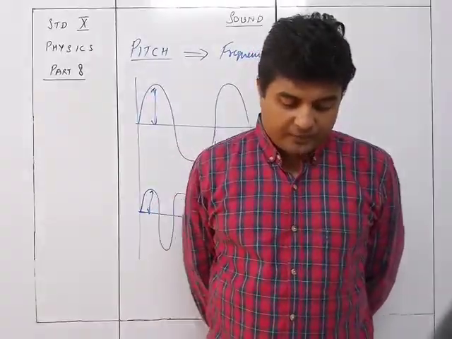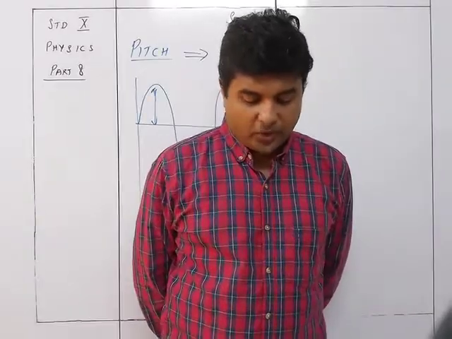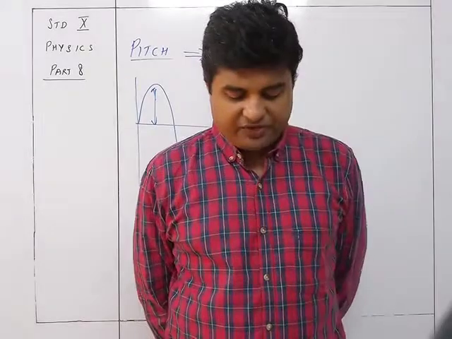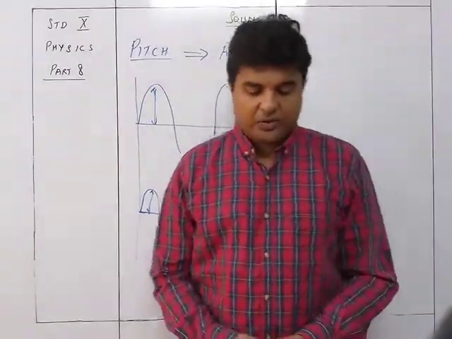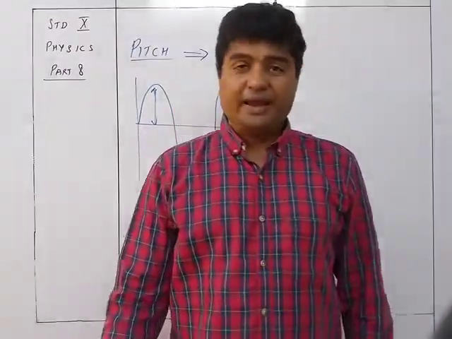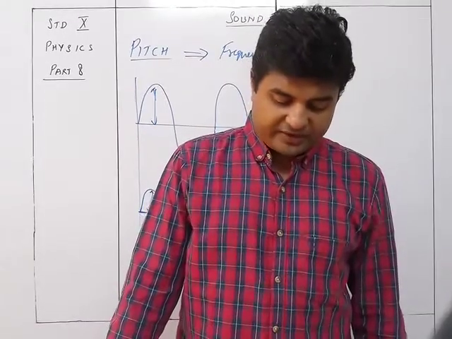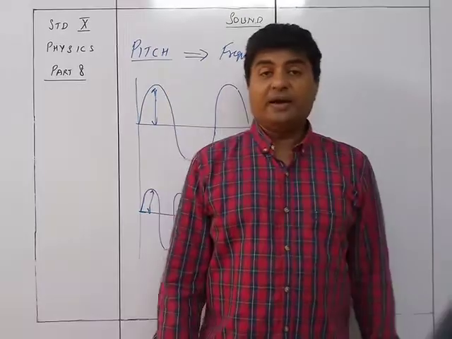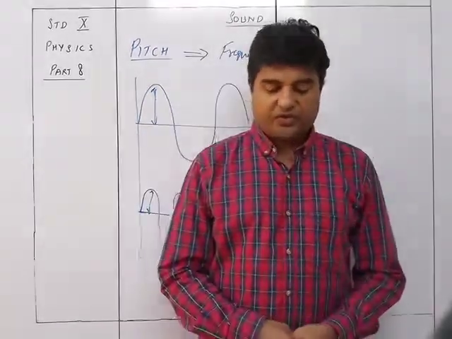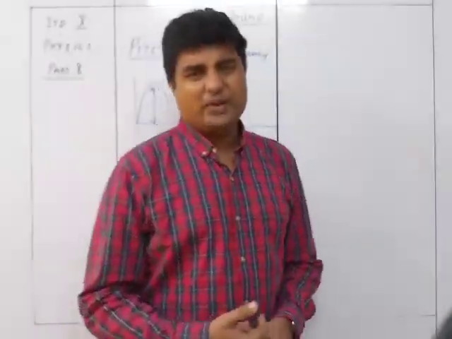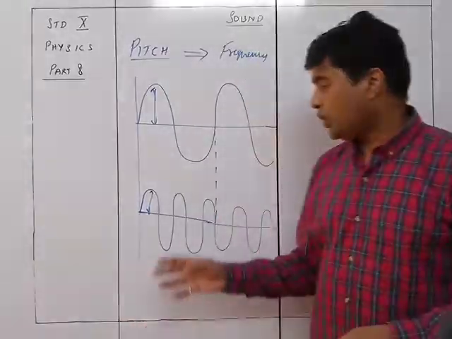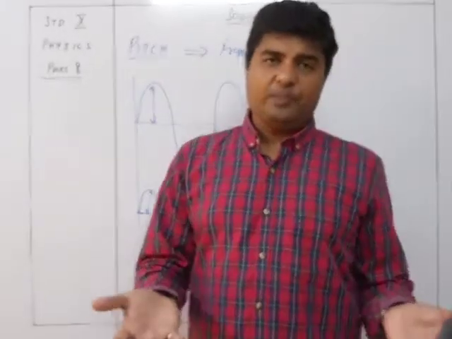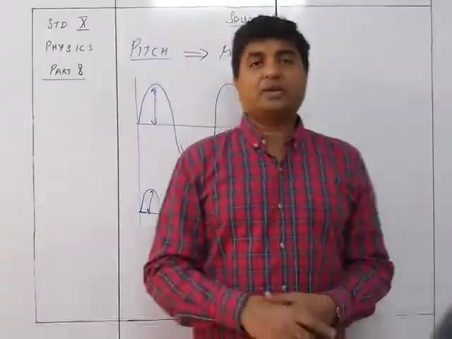On hearing the sound of the two tuning forks, it is observed that the sound of tuning fork B of frequency 512 Hz is shriller than the sound of tuning fork A of frequency 256 Hz. Thus, the more the frequency of the wave, the higher is the pitch, and the less the frequency of the wave, the lower is the pitch. Very easy to understand. The pitch is dependent on the frequency. If the frequency is more, then it is a high pitch sound. If the frequency is less, then it's a low pitch sound.